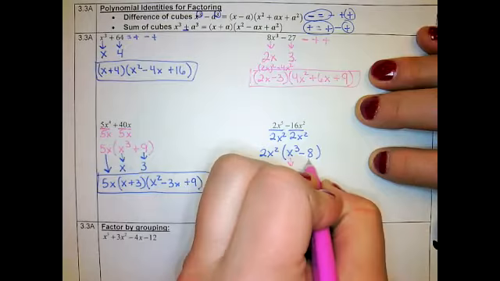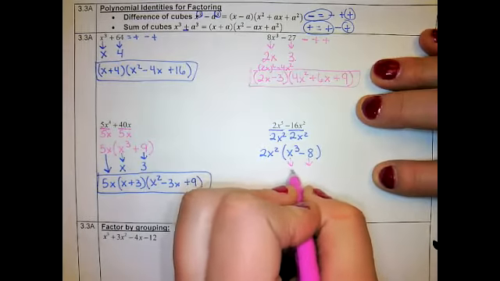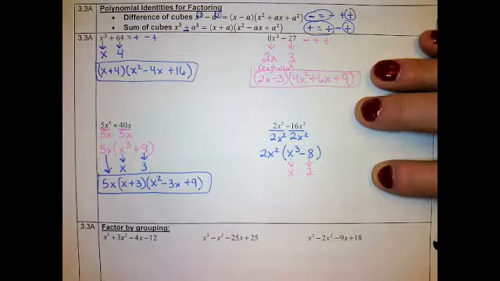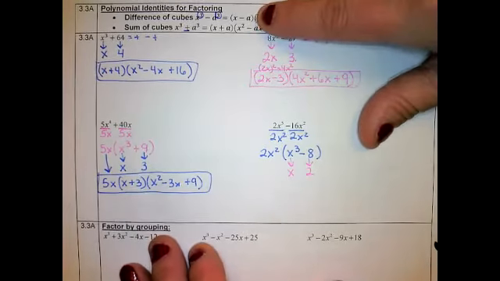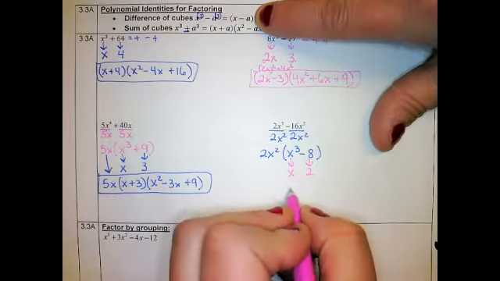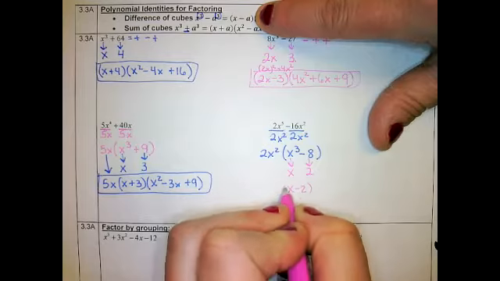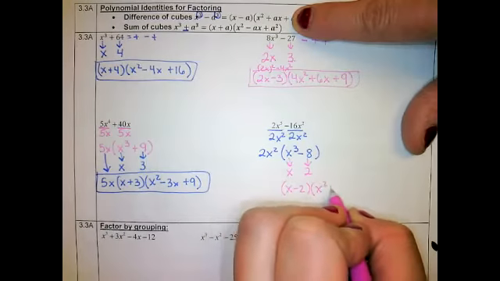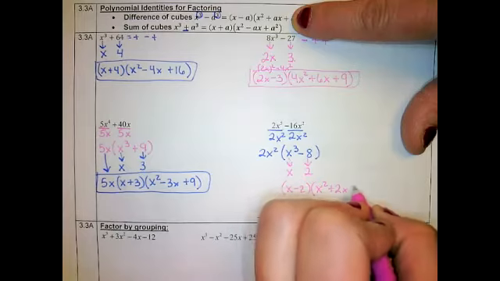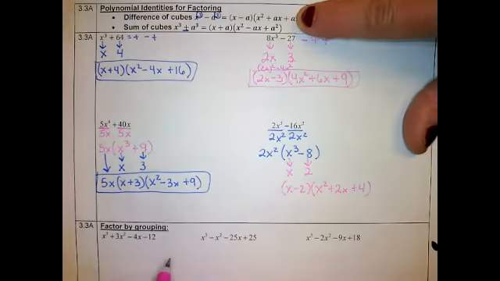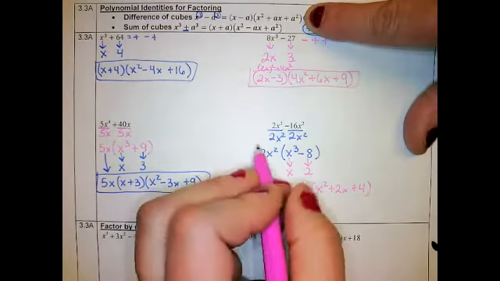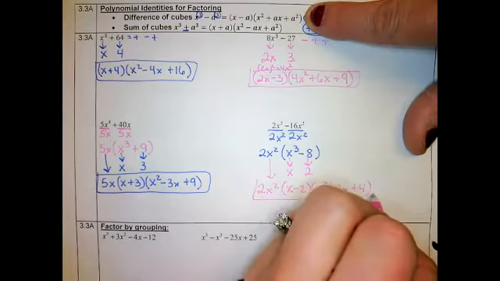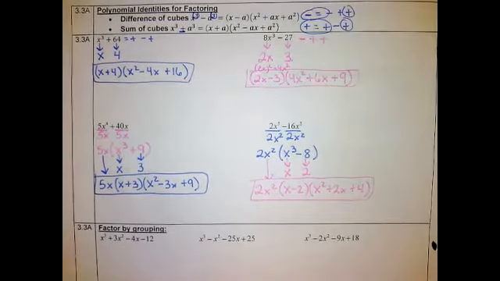These are both perfect cubes. Cube root of x to the 3rd is x. Cube root of 8 is 2. So now I'm just going to follow my formula. And I get x minus 2 times x squared plus 2x plus 4. And I can't forget that 2x squared that I pulled out at the beginning, because that is still part of the answer.